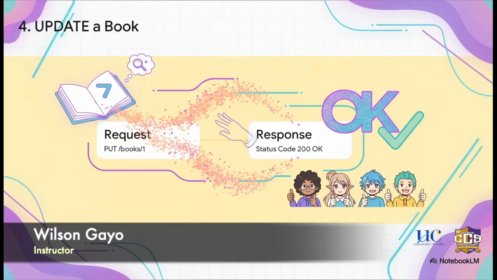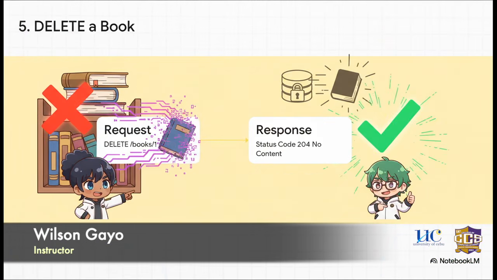But what if we find a typo in a book's title, or we want to update its information? That's where PUT comes in. We send a PUT request to that specific book's address, /books/1, and we include all the new corrected information. We're telling the API, hey, replace the old data for this book with this new data. And again, we get a status code back, like 200 OK, which is pretty much the universal signal for, yep, everything went perfectly.